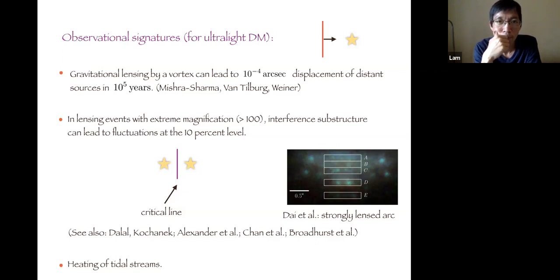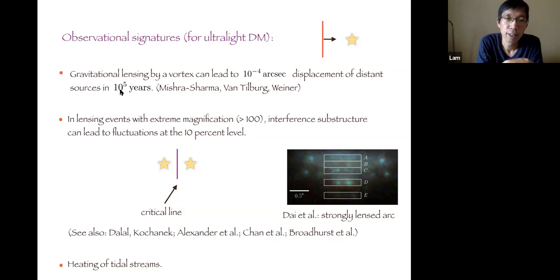The displacement is very small. You can actually work it out. If you assume 10 to the minus 22 electron volt for the dark matter particle, you get a 10 to the minus 4 arcsecond displacement. That sounds small, but it's not so small that it cannot be measured. In fact, Gaia can in principle measure better than that. Unfortunately, if you work out how long it takes to accumulate that 10 to the minus 4 arcsecond, it takes a very long time, 10 to the 5 years, which means per year the displacement is just too small to be measured by an experiment like Gaia.